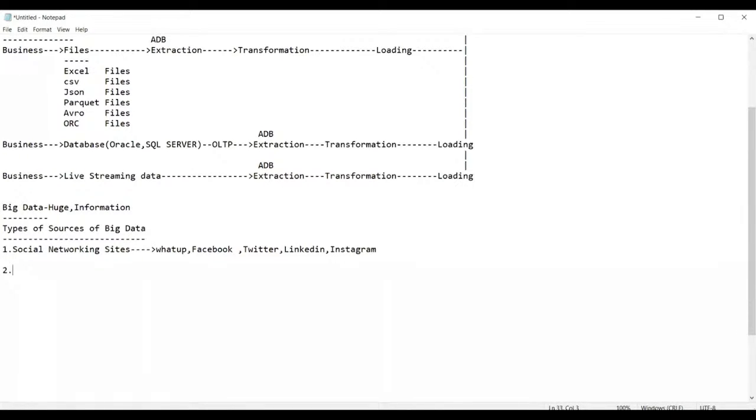So what is the second source? We can say the second source is the banking application. Across the globe, banking applications are considered the major source of getting big data.